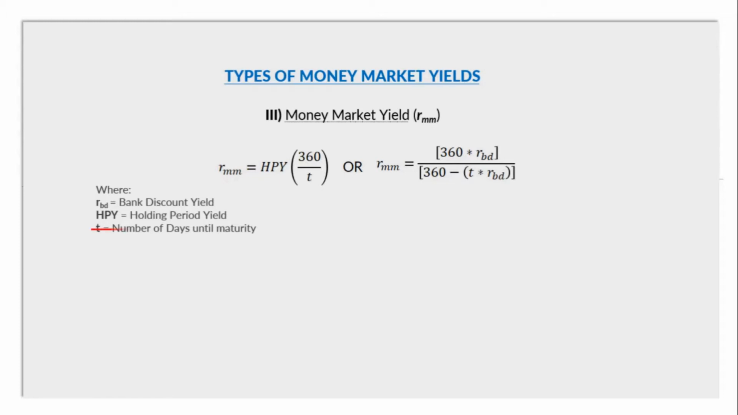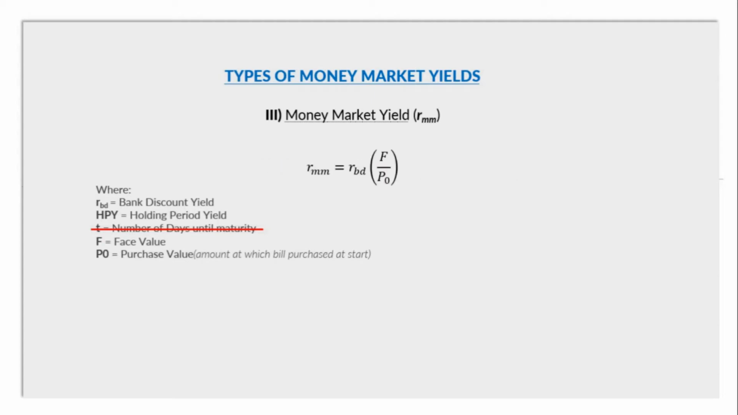But if you don't know the number of days until maturity, but you have the face value and the purchase value, you can calculate it using this formula also, where the money market yield is the bank discount yield into face value upon the purchase value. This yield also has a few limitations. First, it calculates using simple interest rather than compound interest, and as you can see in the first formula, it uses a 360-day year instead of a 365-day year.